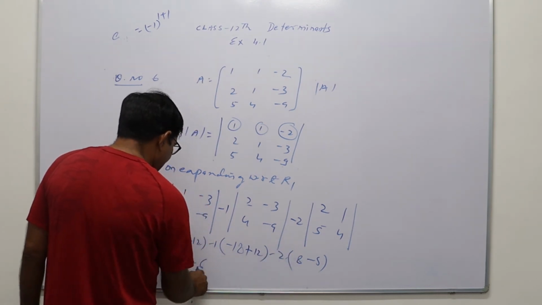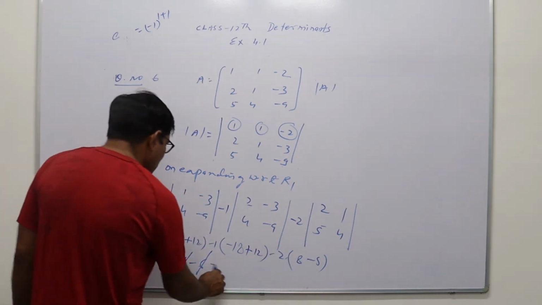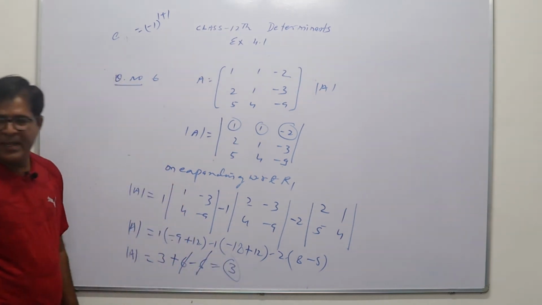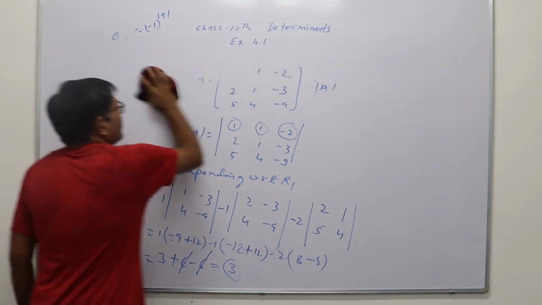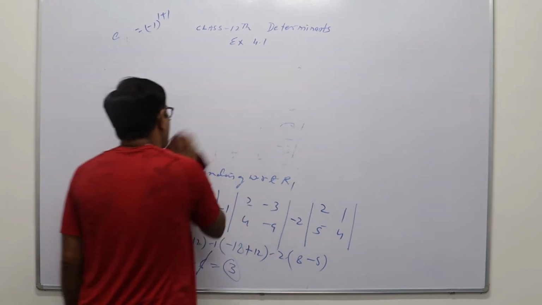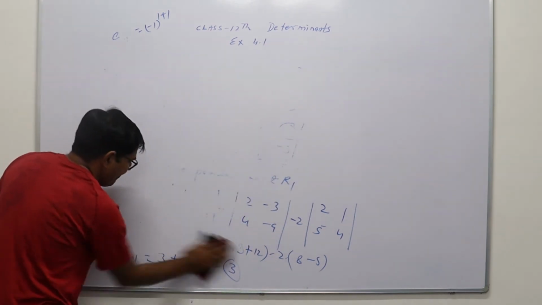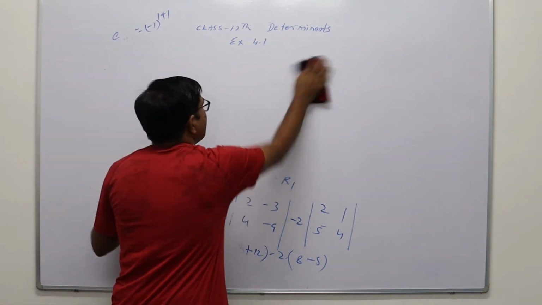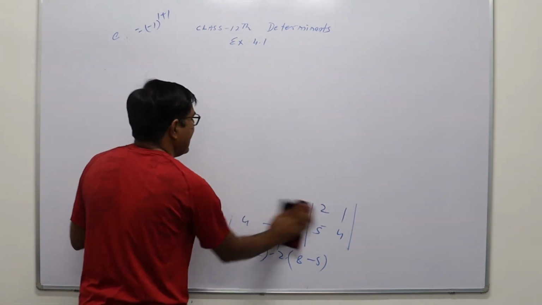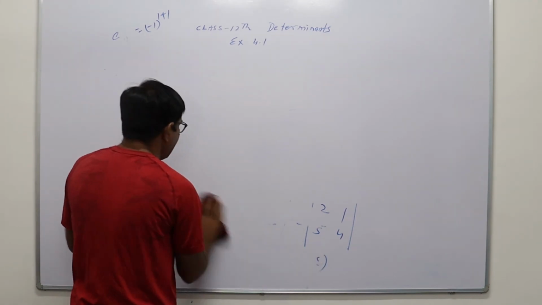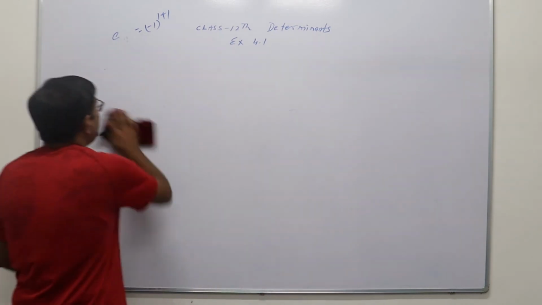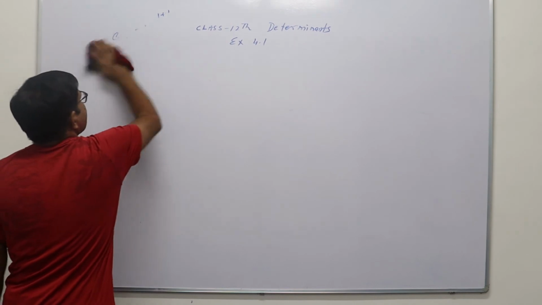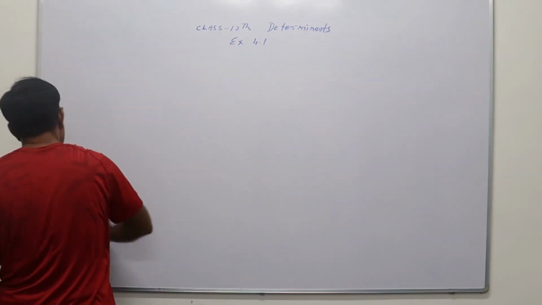3 into 2, that will be minus 6. So minus 6 plus 6 will cancel out. So the determinant is 3. In this way, you can expand with respect to the first row and you can calculate the determinant of a given square matrix of order 3. Please learn that every square matrix can be associated with a real or complex number that is known as its determinant. So determinant is defined only for a square matrix.